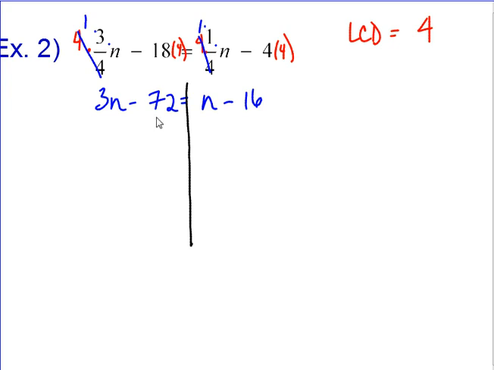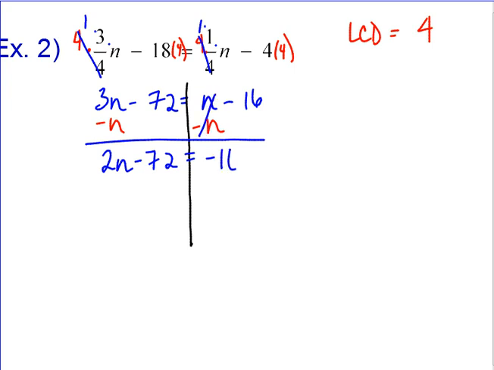Now what we want to do is work on getting the variables to the same side. So let's subtract an n from both sides. That'll give us 3n minus n, which is 2n, minus 72 equals n minus n goes to 0, so that crosses out, leaving us with negative 16. We then want to add 72 to both sides so that we can isolate the variable.